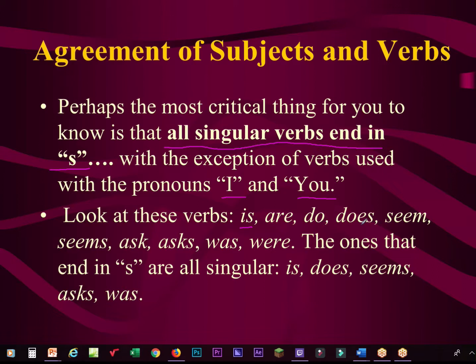They do, plural. Here's one that ends in S, like he does, and it is singular. This one would be plural. Here's another singular one. It ends in S. He seems. This word right here, ask and asks, sounds the same. So if you were trying to decide which one is plural or singular based upon the sound of it, you would have trouble. Know that all singular verbs end in S, and therefore this one would be the singular one. Here's another singular one. It is as easy as that. If the word ends in S, it is going to be singular. If it does not, it will be plural.